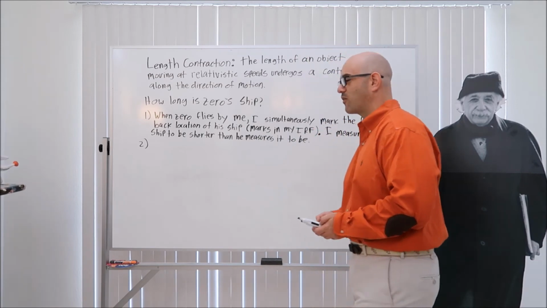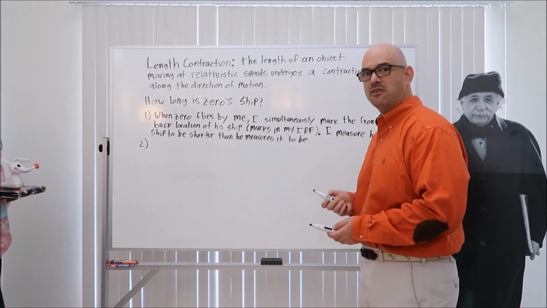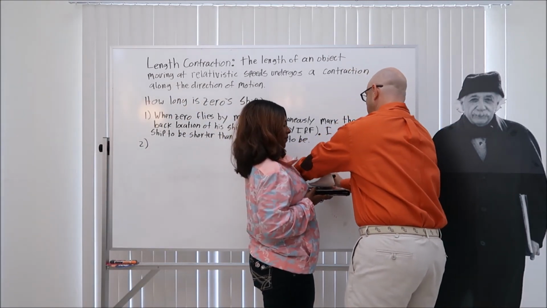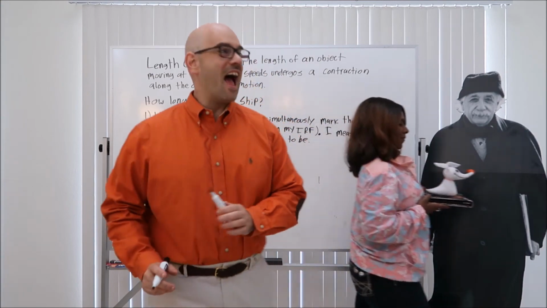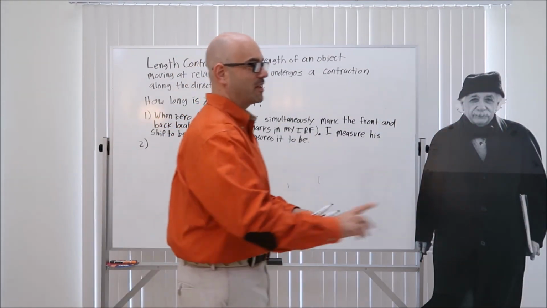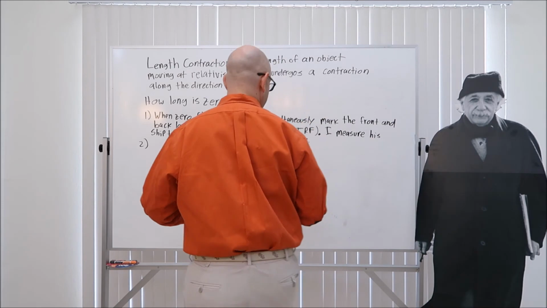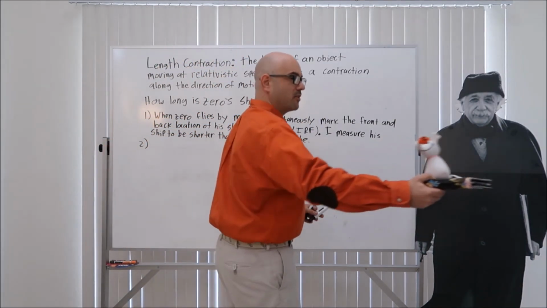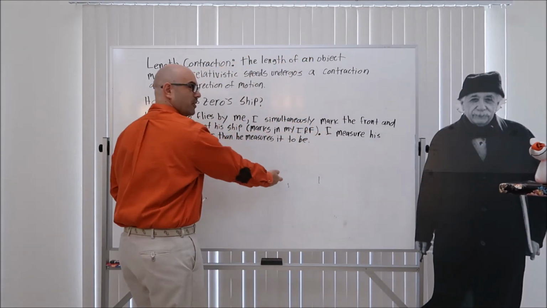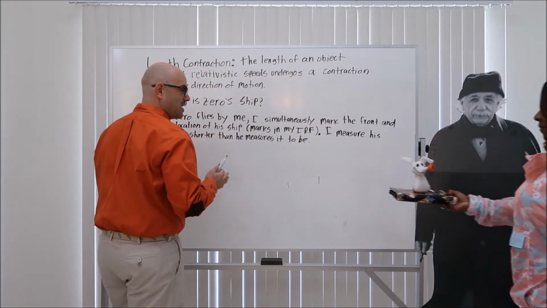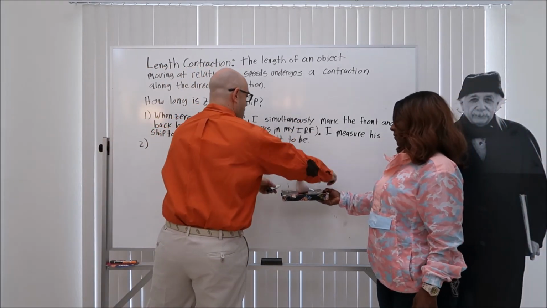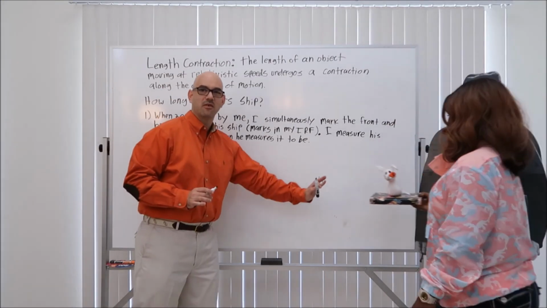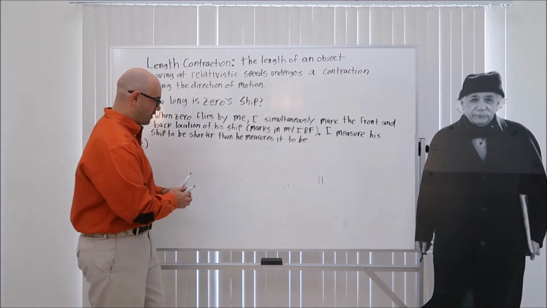So I'm in my inertial reference frame, and the spaceship's going to start coming out. And here's 0. Now when the spaceship comes out, it's still moving. Use a little bit of imagination. When the spaceship flew by, I simultaneously marked the front and the back. As this was moving, I simultaneously, at the same time, marked the front and the back of the spaceship.